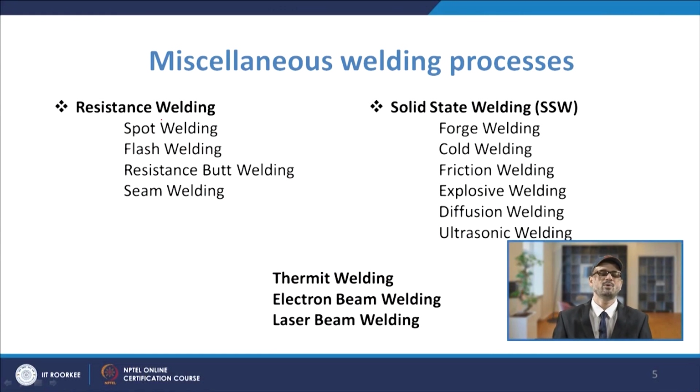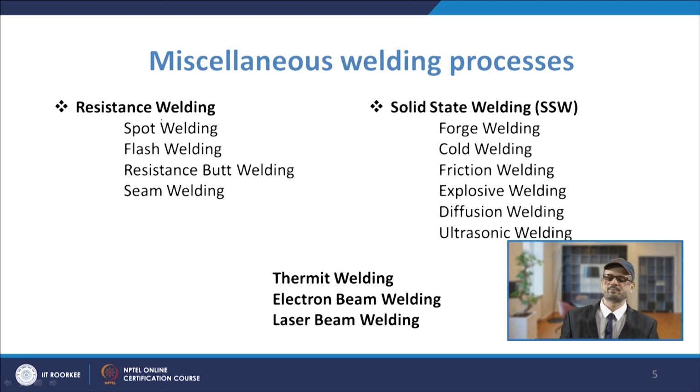You have the resistance welding processes, where basically you have the resistance between the two parts. In between you have the medium which has the resistance. Because of that you will have heat formed, based on I square Rt, so on the I value and R value. Depending upon the time, the resistance will be generating heat, and that heat will be enough to locally melt the material and do the joining. So, you have spot welding, flash welding, resistance butt welding and seam welding under this category.